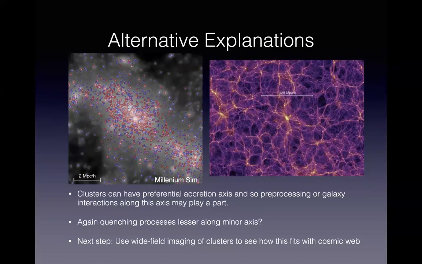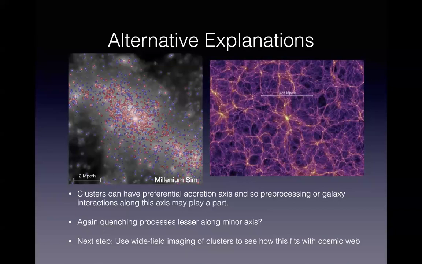So instead, this may be to do with pre-processing. Galaxies in these denser filaments that are coming in this direction rather than this direction have had interactions and been quenched already before they get to the cluster, or more of them have been quenched before they get to the cluster. And so this might be the explanation for the signal instead. The next step would be to use wider field imaging of the clusters, which is what I'll show you in a minute, because we've got a paper hopefully being written on this at the moment by my PhD student.